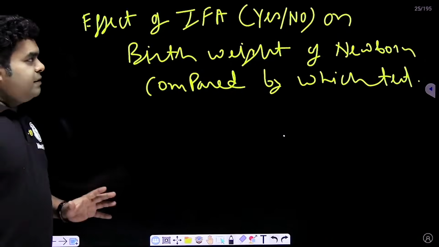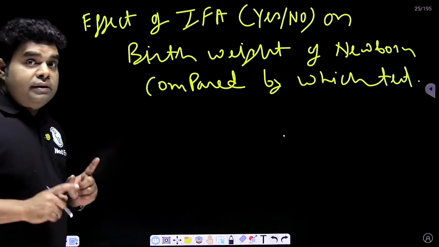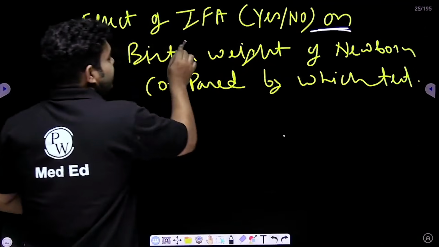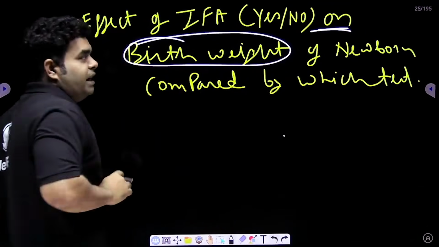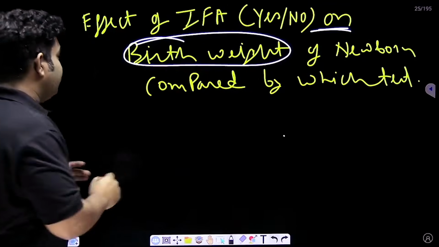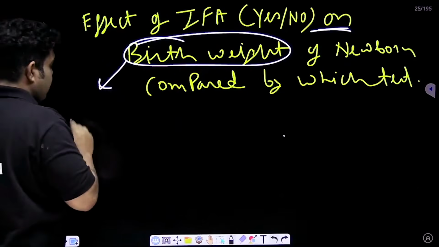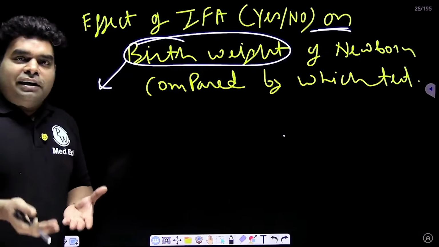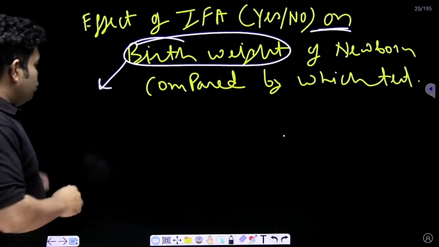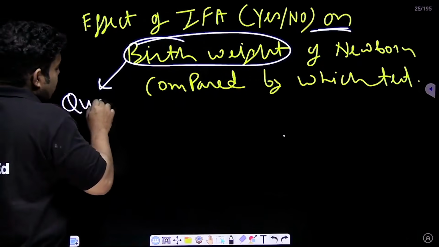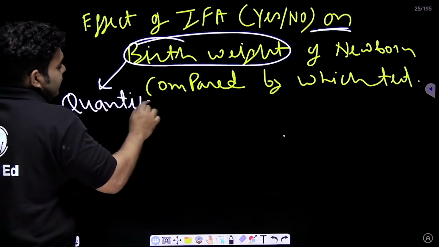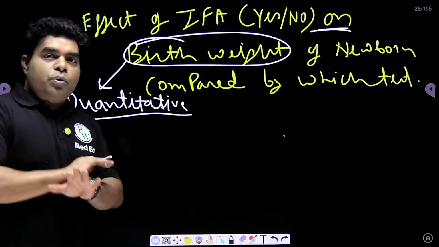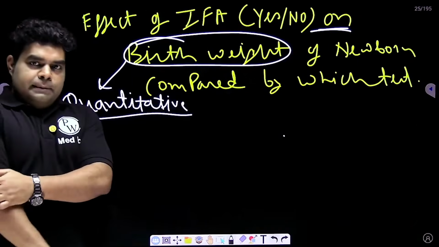So to decide this, the first thing you have to do is just look at whatever thing is written after "on". This is the thing which we are comparing. This is the outcome variable which is compared. And this variable, birth weight, can you measure birth weight? Yes, we can measure birth weight. So birth weight is the thing which we are comparing and it is quantitative. So because it is quantitative, chi-square is gone. Chi-square can never be the answer.